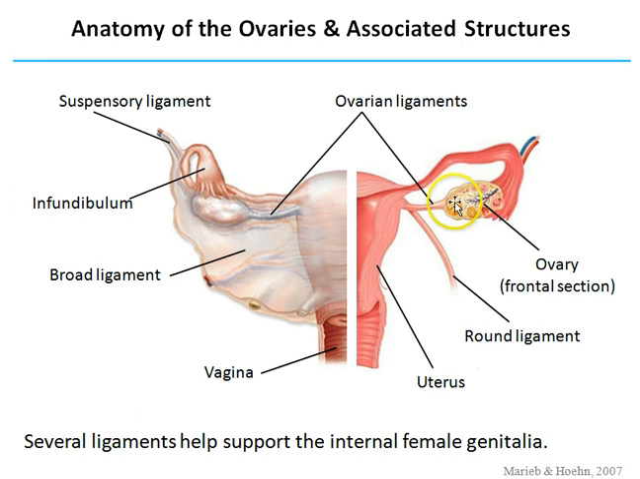What has happened here is that they've taken a frontal section of the ovary and you can see spherical structures within it. These are called follicles. Those are where the gametes are developing, and we'll talk about those soon.